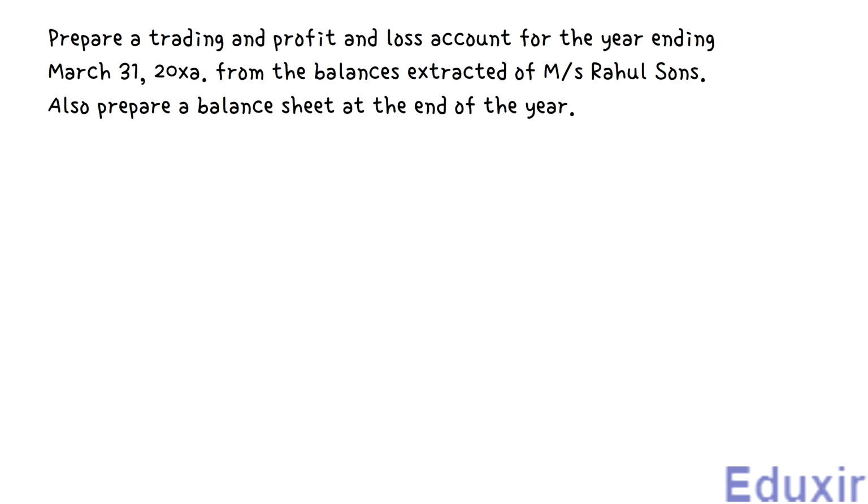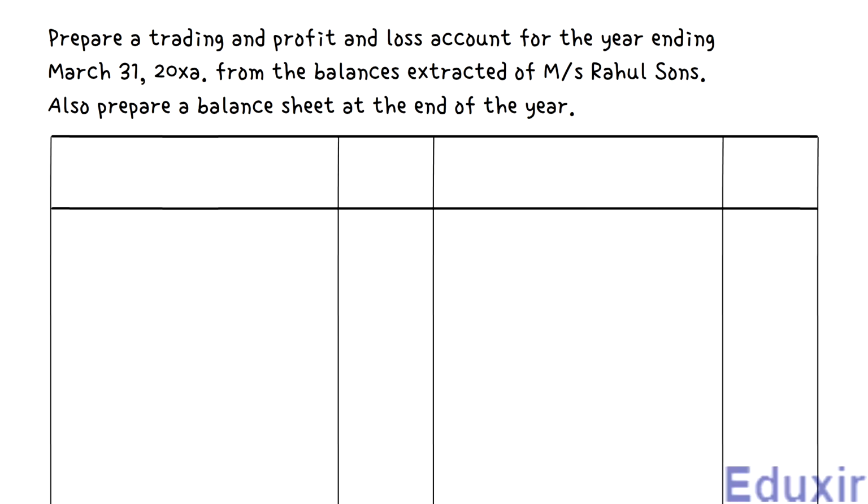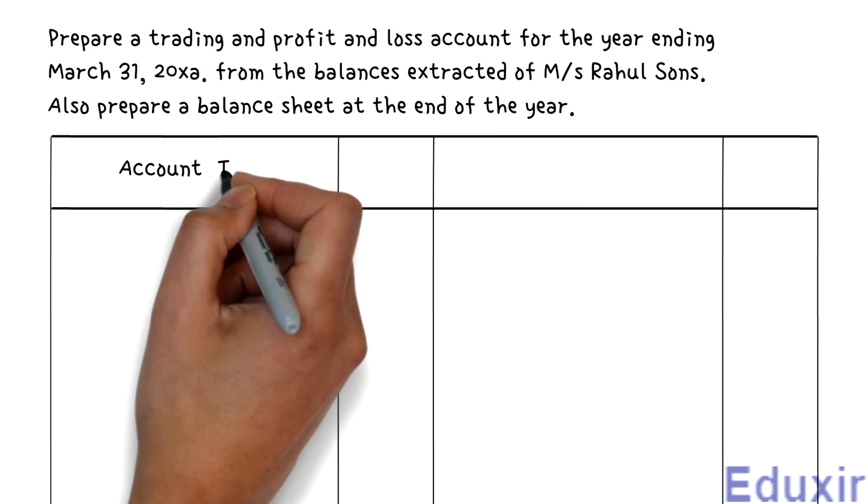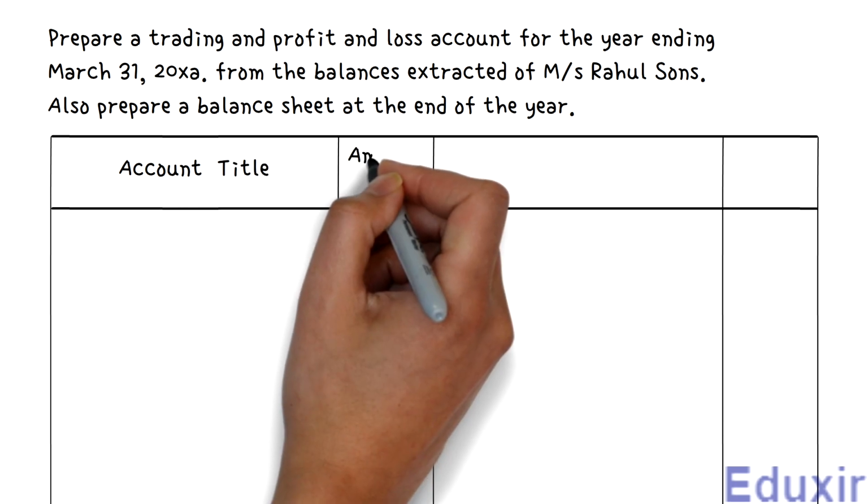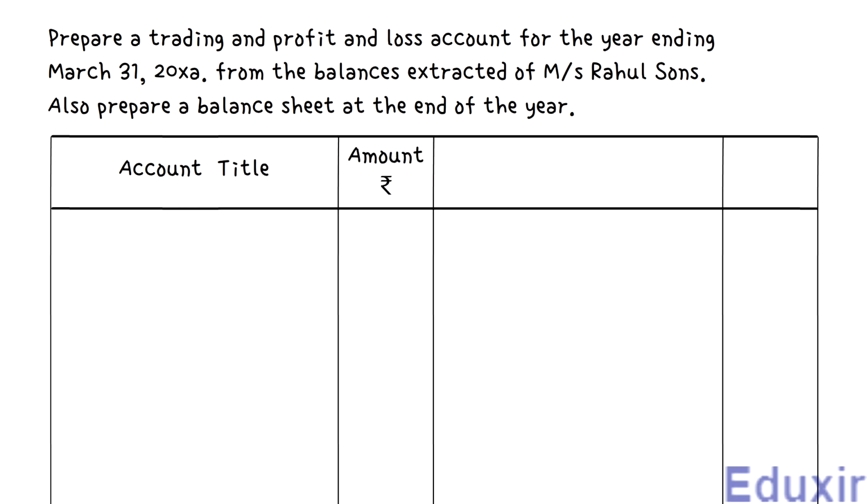To display the balances, let us have a balances table. On the left hand side, we have account title and amount in rupees. Similarly, on the right hand side also, let us have the account title as well as amount in rupees. Also, just to recall, the debit balances will be on the left hand side and the credit balances will be on the right hand side.